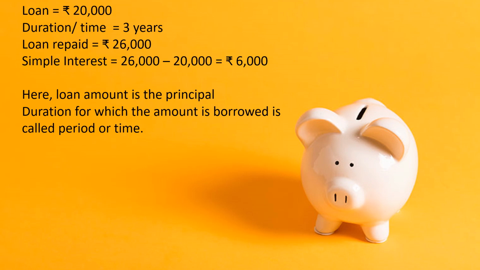Now for 3 years the bank will not give him money for free. The bank will say, after 3 years we need this much amount with us. Now how much amount is the bank asking from the person? The bank is asking rupees 26,000 from the person after 3 years. Now just think, if the person has borrowed 20,000 and he is repaying 26,000, how much extra money is he paying to the bank? It is rupees 6,000. Now this 6,000 is nothing but the simple interest, that is interest that he is paying to the bank. Here loan amount is the principal, and the duration for which the amount is borrowed is called period or time.